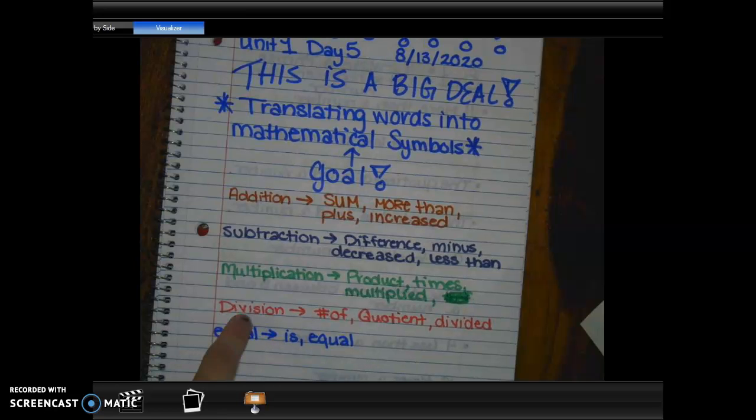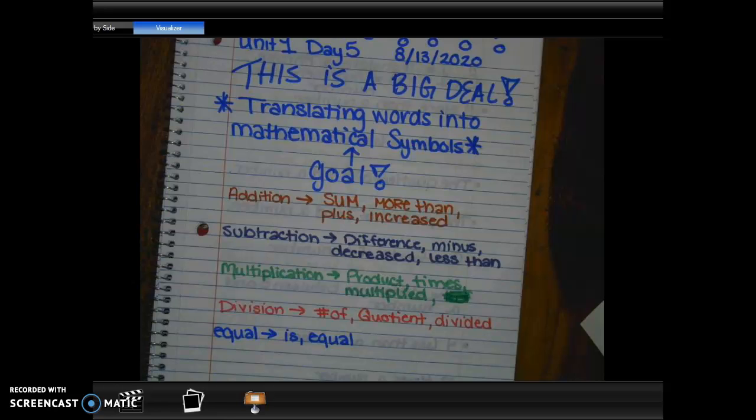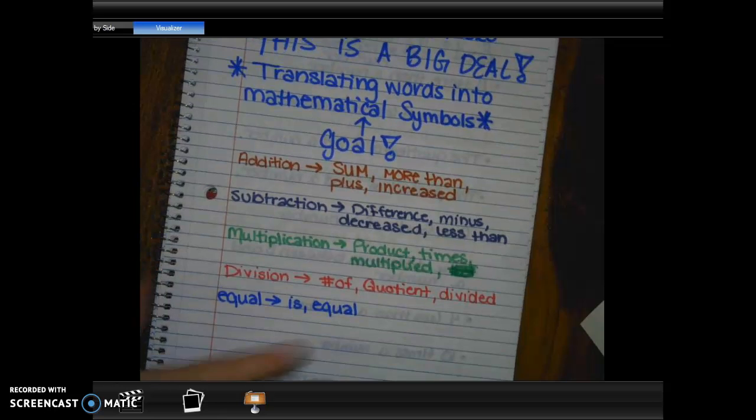And then division, I put number of for this because sometimes your fractions can also be written as divisions, which I know does not make sense that it can be multiplication and division, but I'll try my best to make it to where you can understand that. Quotient, this is the biggest one. They like the word quotient, and divided by. Equal, of course, you have is. Is can also mean it equals, and then the word equal.